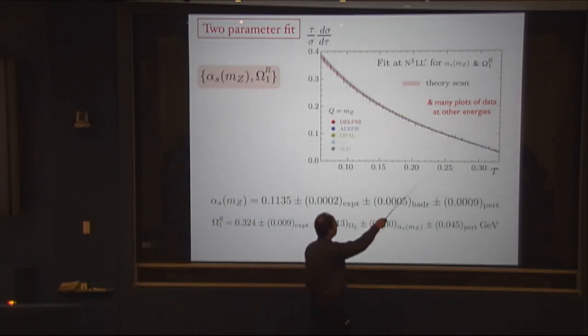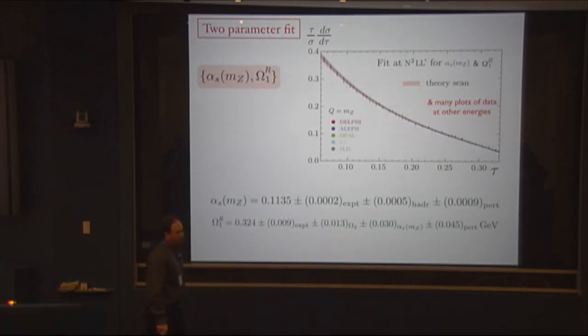So we have hundreds of bins of data. We make a 2-parameter fit, get a chi-squared per degree of freedom of 0.9. Theory is working very well. And out of it, what we get is a measurement of the strong coupling. So this is a percent level measurement with control over all the uncertainties.